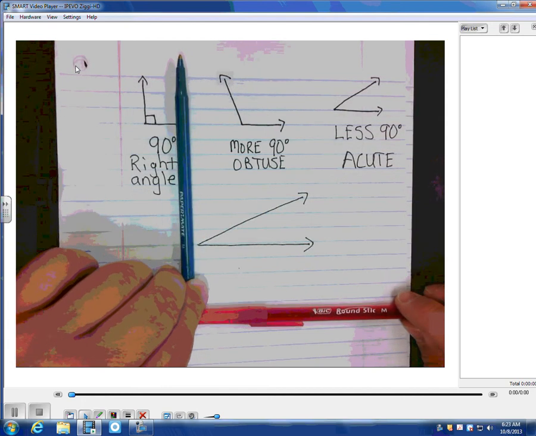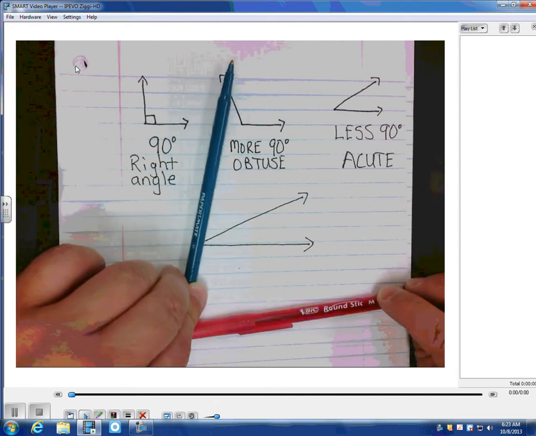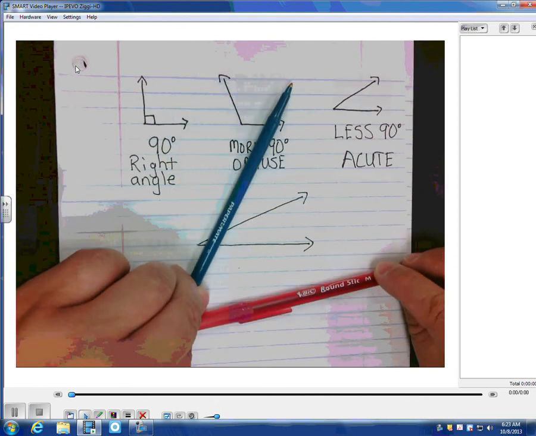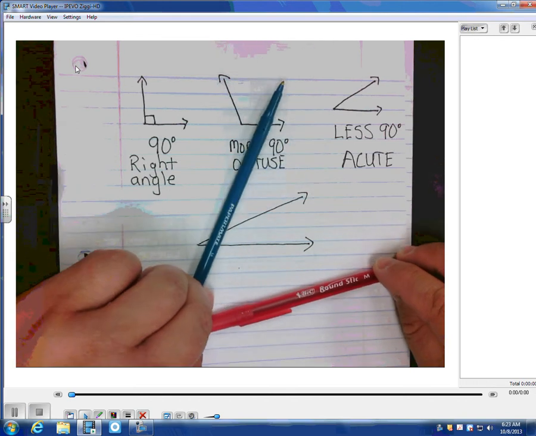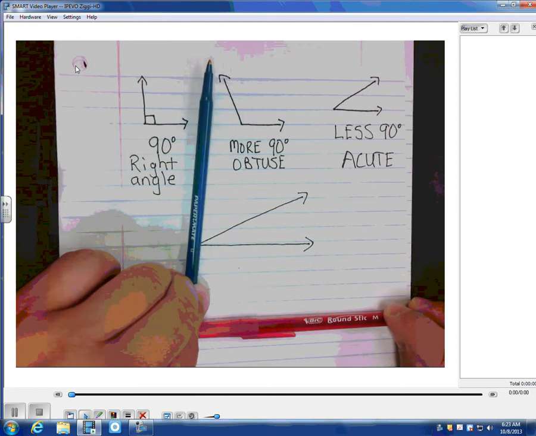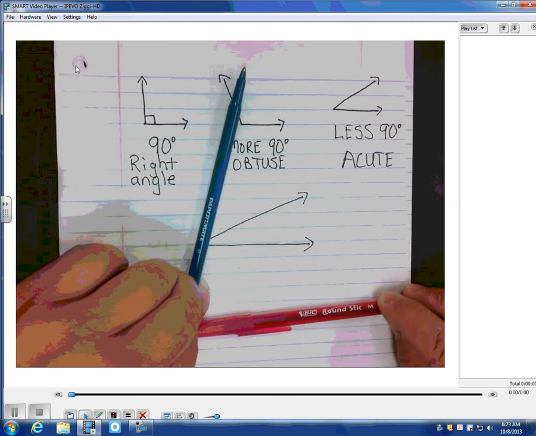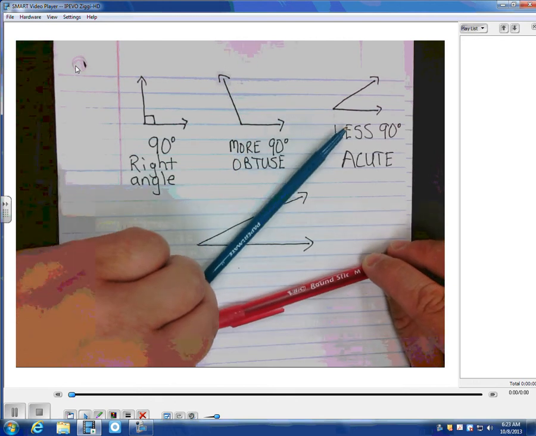So again, I go back to my right angle as a reference, and if I close a right angle at all, it is an acute angle. Okay? So again, a right angle is 90 degrees. So if I close it at all, anything less than 90 is acute. So 80, 70, 60, 50, etc.